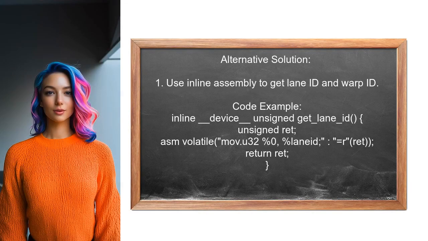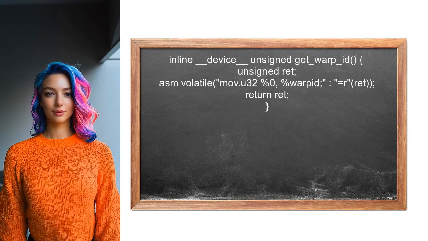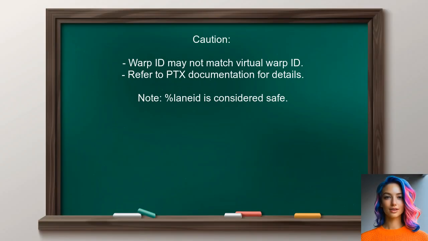An alternative approach suggests calculating the lane ID and warp ID directly using inline assembly. This method retrieves the values from special registers, which can be more efficient than traditional calculations. The user emphasizes that using these special registers can be risky, as the warp ID may not correspond to a zero-based ranking within the thread block. They recommend caution and refer to documentation for more details.